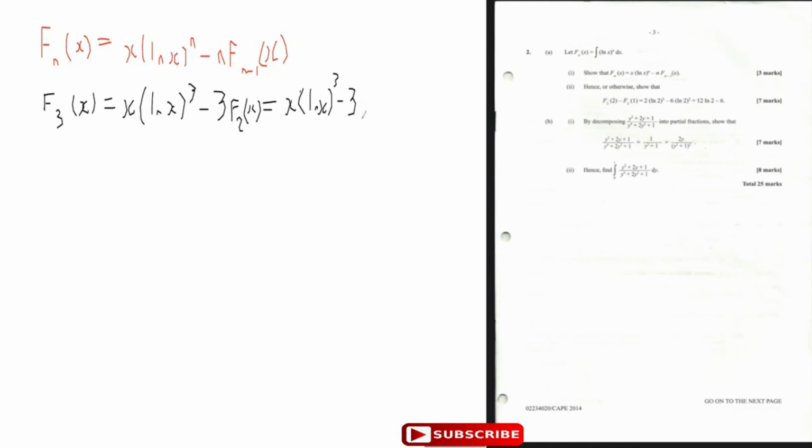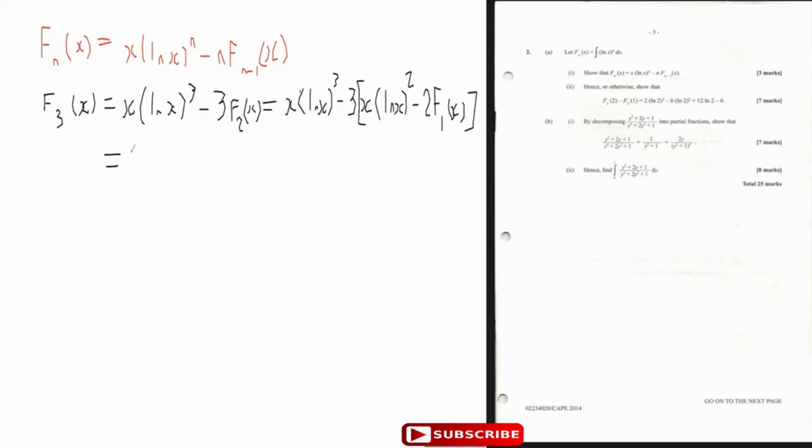Well, f2 of x, we're going to replace n again with 2 now. So f2 of x is x times ln x squared minus 2 times, replace with 2, it becomes 2 minus 1, which is f1 of x. All right, so before it looks any more complicated, I'm going to simplify what this is.